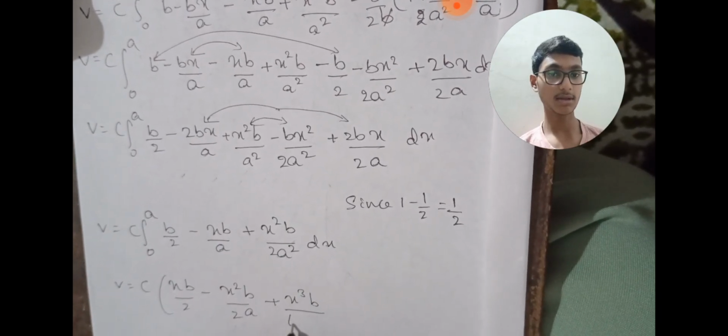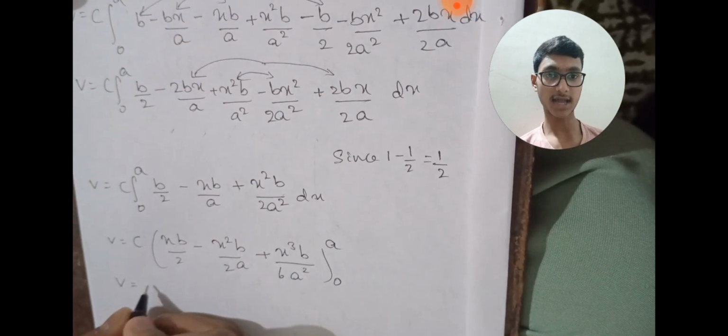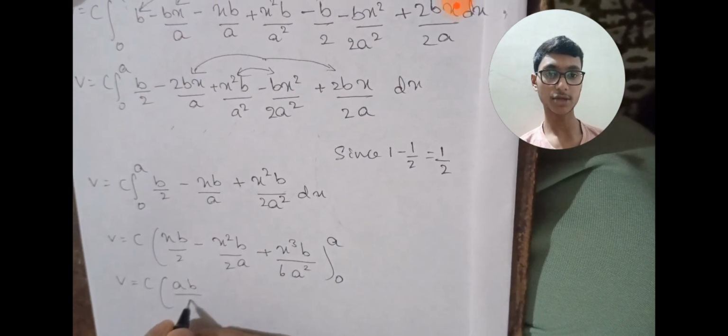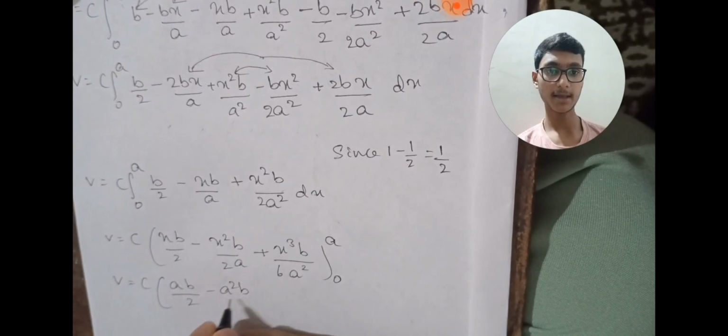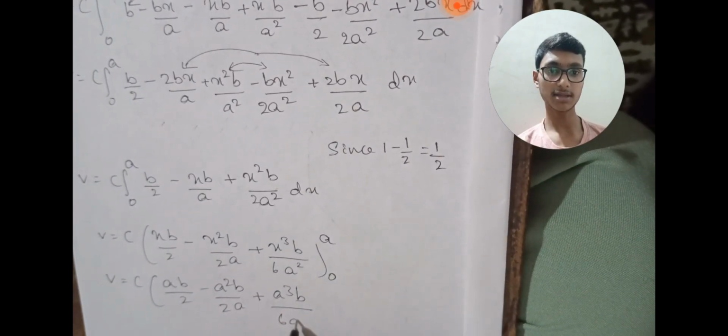So finally, integrating with respect to x, v is equal to c into, wherever x is there, integrate with respect to x. If x is not there, just add x. V is equal to c into xb by 2 minus x square b by 2a plus x square integration, which is nothing but x cube by 3. So x cube b by 6a square.